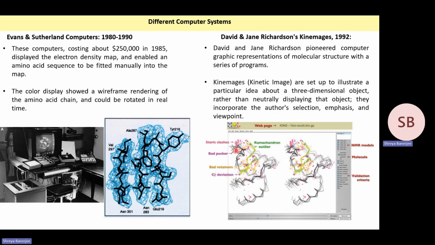So you can have a proline ring which is puckered in an unfavorable way. That can also be illustrated. You can have bad rotamers. By bad rotamers, it means that certain torsional angles are not very favorable, but it is adopting that angle. So that can also be highlighted and so on. What the kinemages or the kinetic images did, they added a different dimension to the visualization. Earlier in the Evans and Sutherland computers, it was just plain visualization. But what the David and Jane Richardson kinemages did is that not only the visualization, but you can illustrate different properties of the three-dimensional structure, like where there are steric clashes in the structure, or where residues are falling in the disallowed region of the Ramachandran map, and so on.